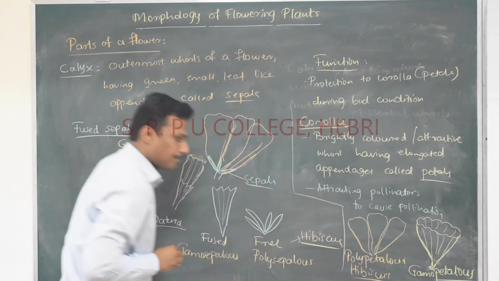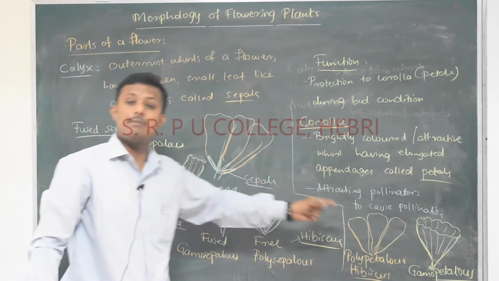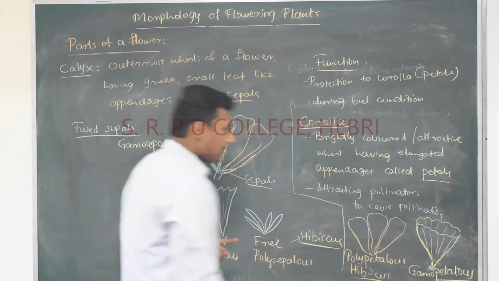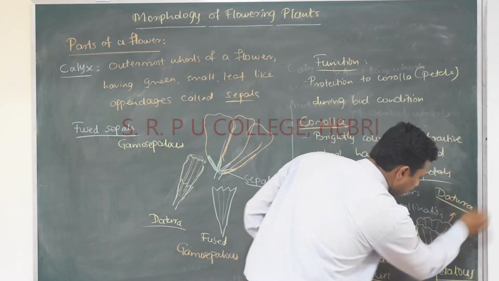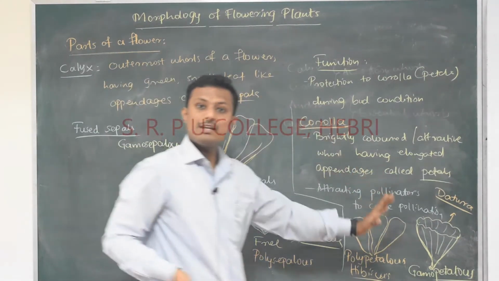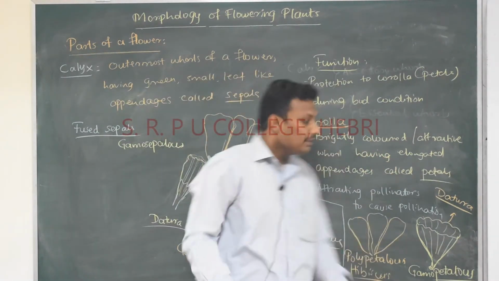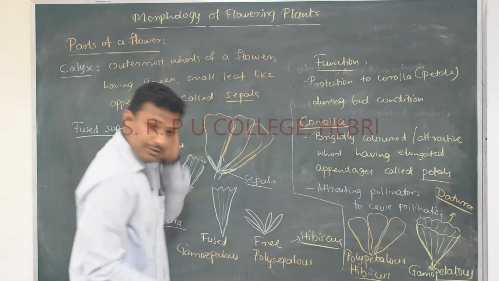Hibiscus can be the example, and even for the gamopetalous and gamosepalous, you can remember the same example. Which example? Datura, you can remember. Okay? Same example will do. Right? So this is about the calyx and corolla, their structure, their function, their attachment with each other.